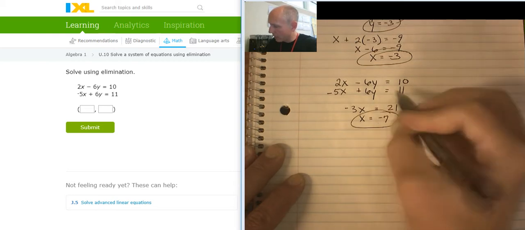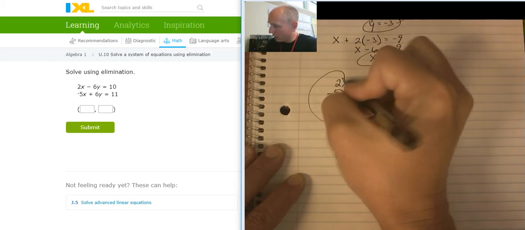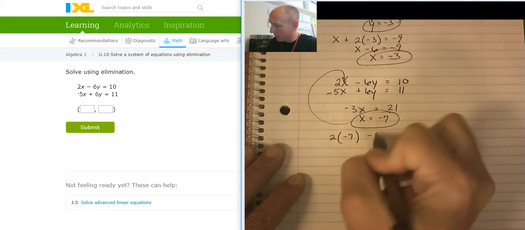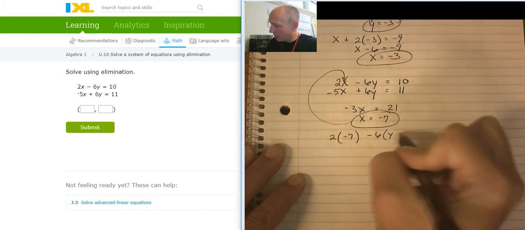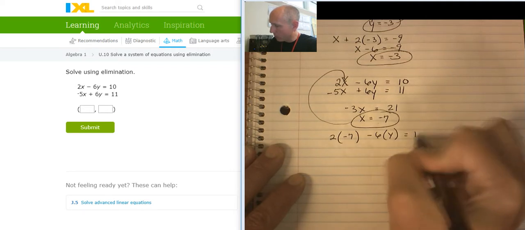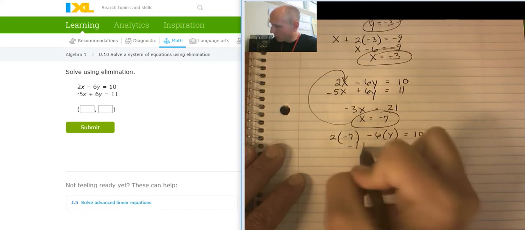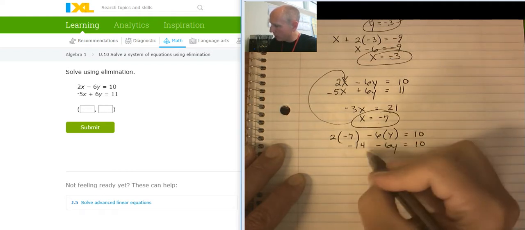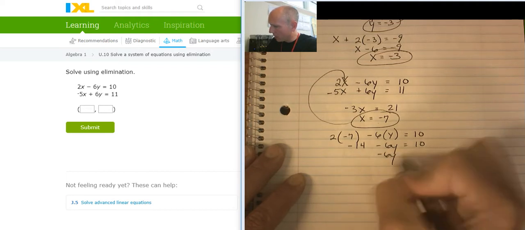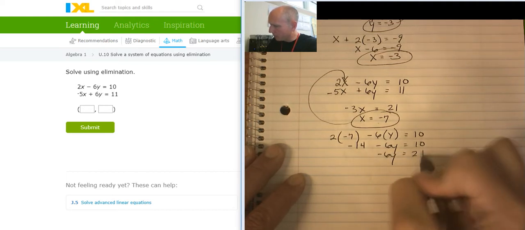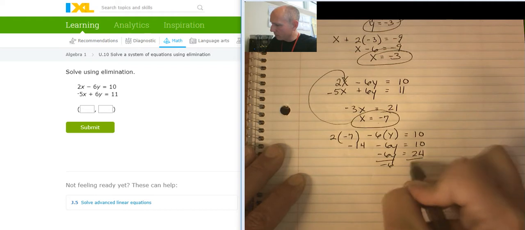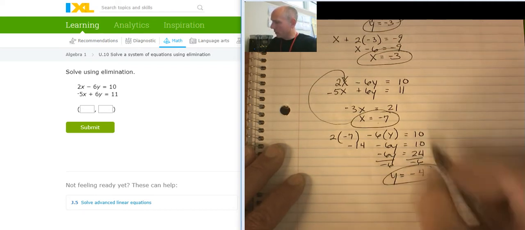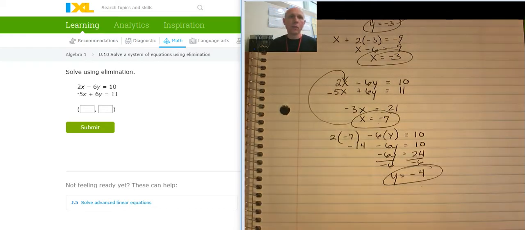There's my x. I'm going to take that and plug it in right there. So 2 times negative 7 minus 6 times y equals 10. So negative 14 minus 6y equals 10. Adding 14 to both sides, negative 6y equals 24. Dividing by negative 6, y equals negative 4. So I have x at negative 7 and y at negative 4.